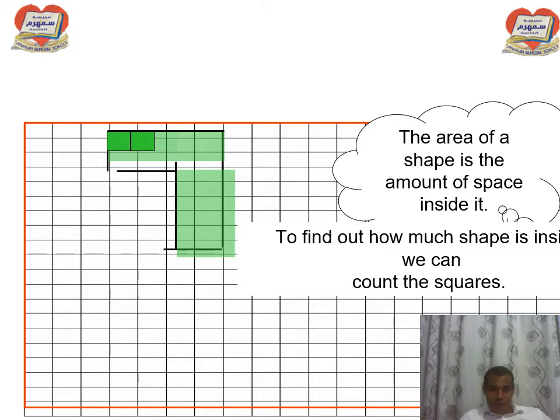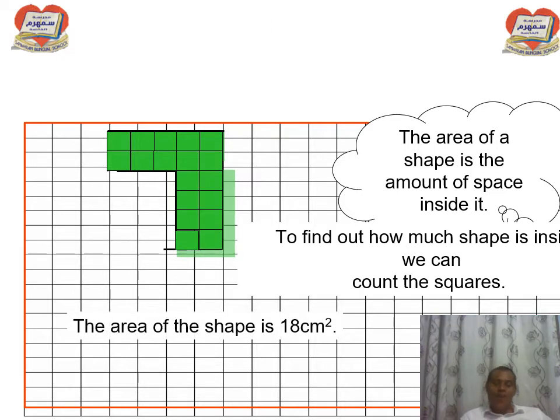Then, okay, look here. This is 1 square, 2 square, 3 square, 4 square, 5 square, 6 square, 7 square, 8 square, 9, 10, 11, 12, 13, 14, 15, 16, 17, and 18. So the area of this shape is in fact 18 centimeter square.